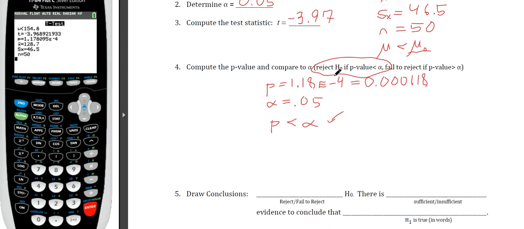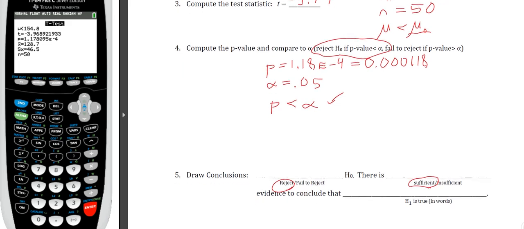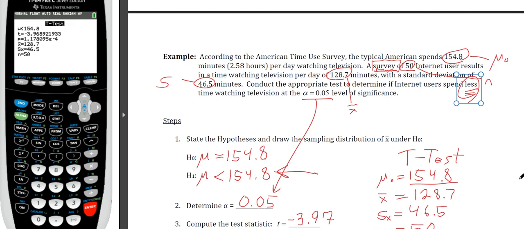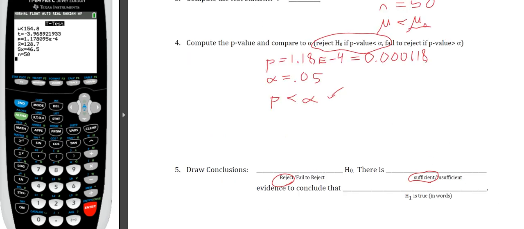Rejecting the null hypothesis is a big deal, so we need to be really sure if we're going to do so. Since our p-value is so small, it's so unlikely to see these results if the null hypothesis was true. So we would then reject the null hypothesis, saying that there is sufficient evidence to claim that, what was it? Internet users spend less time watching television. Yeah, so that's what we're looking for. That was in the description of the problem. So I'll just use that as my conclusion statement.